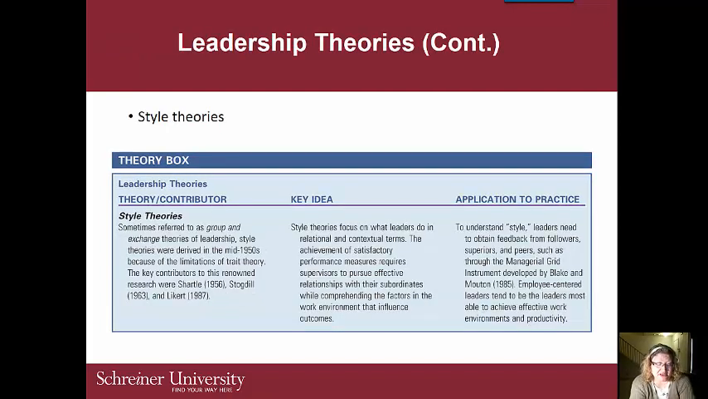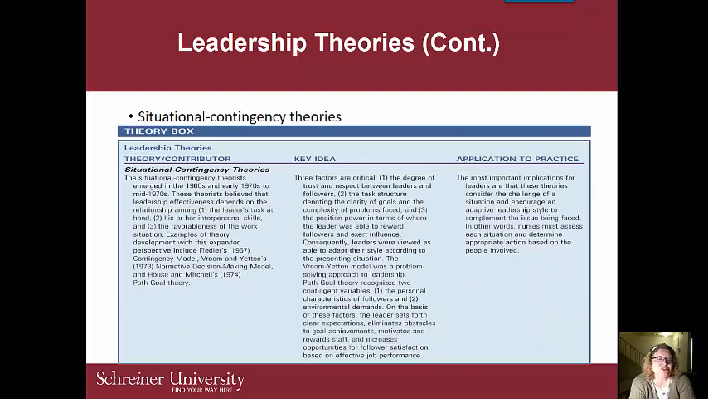Next, we have style theory. With this, you develop effective relationships with employees and examine factors that impact the outcomes. Situation contingency theory: you examine the situation and adapt the leadership style based on the situation and the characteristics of employees. So in this style, you've got to really know your employees and how they work well.